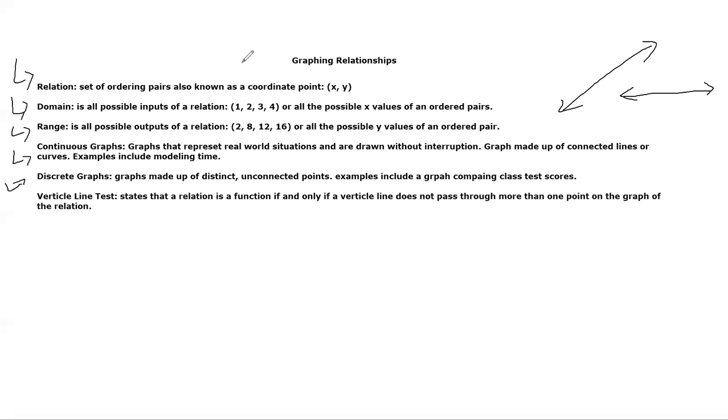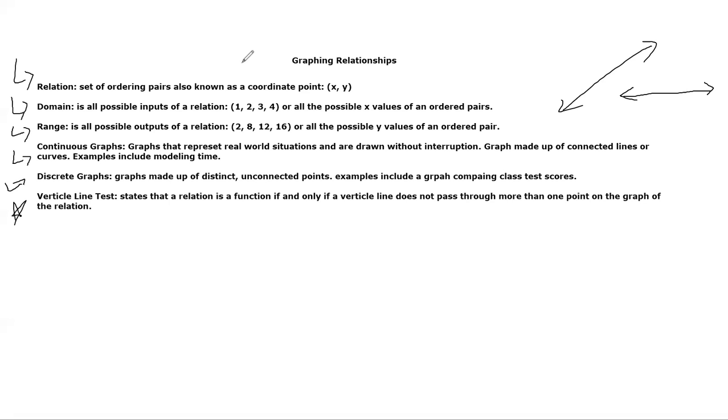Discrete graphs are made up of distinct, unconnected points. Examples include a graph comparing test scores in class, right? Notice the word comparison there instead of modeling. Again, I'm throwing a lot of vocabulary at you, but do your best to just write everything down. And then there's the last one, right? We're going to do this very last.